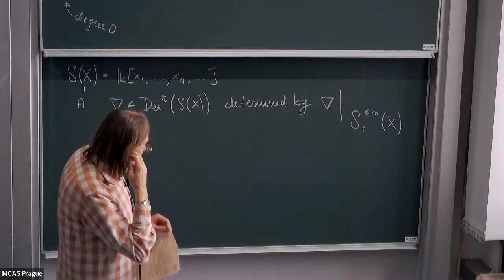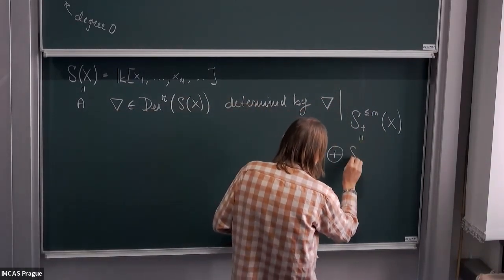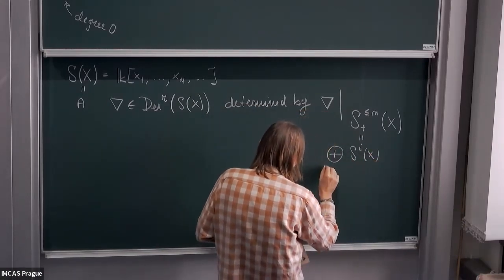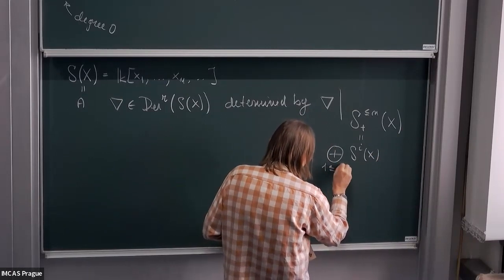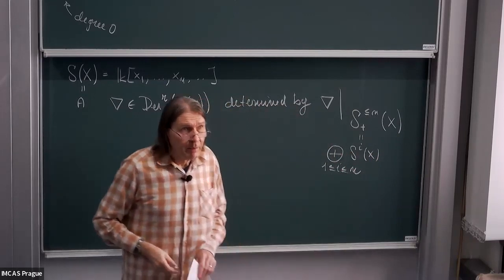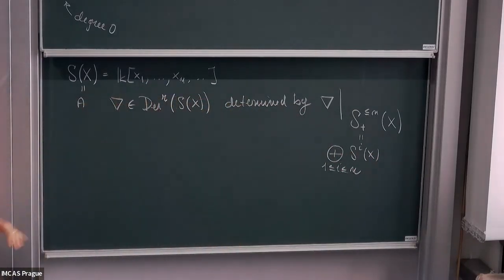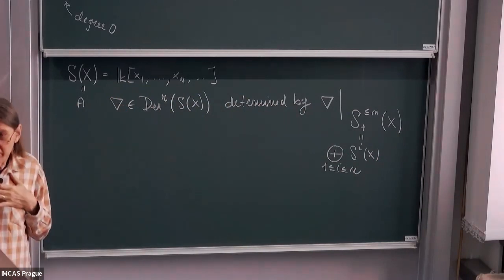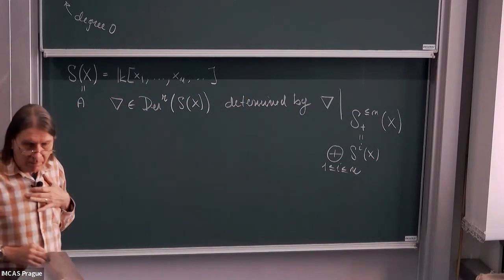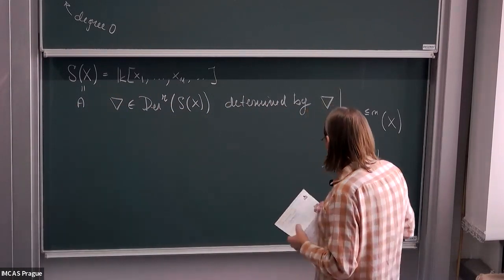So this is the direct sum of S_i x, where i goes from 1 to n, and S_i is a subspace of this spanned by products of precisely i elements. Okay. Is that a polynomial of degree less than, of degree i? Yes, of degree i.